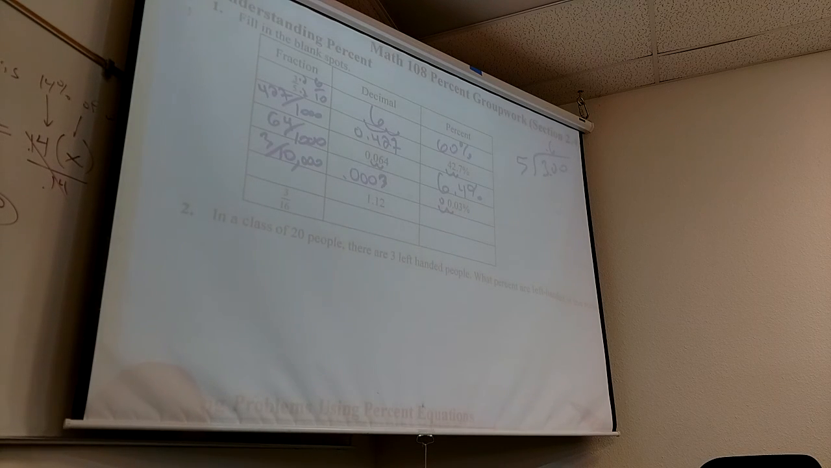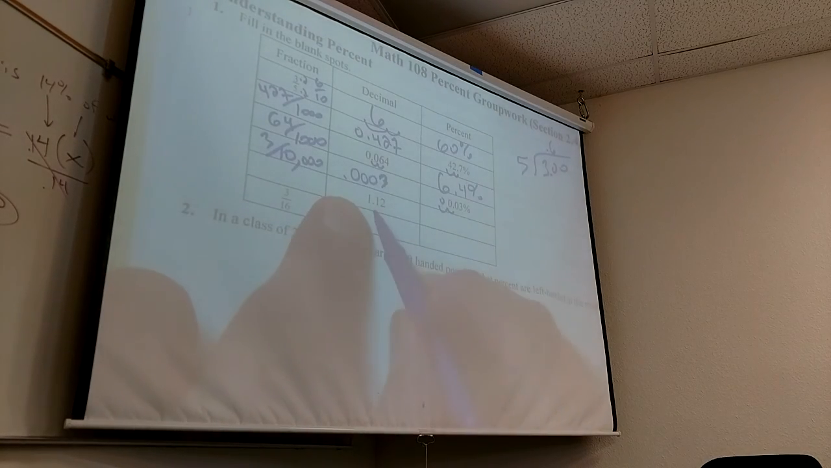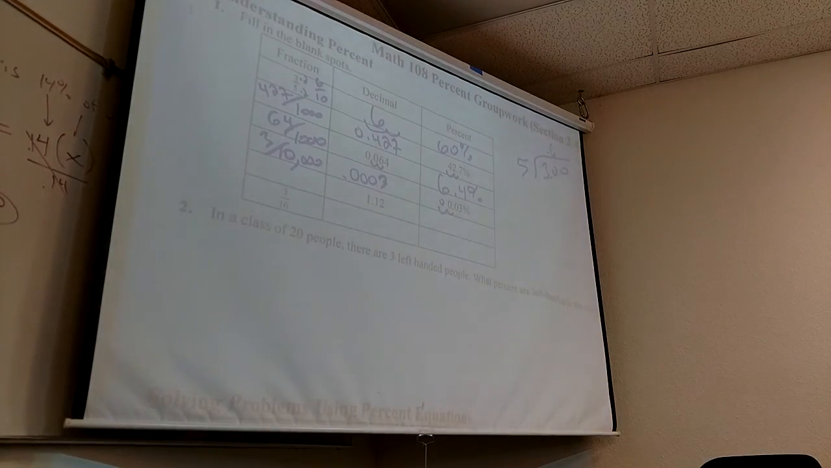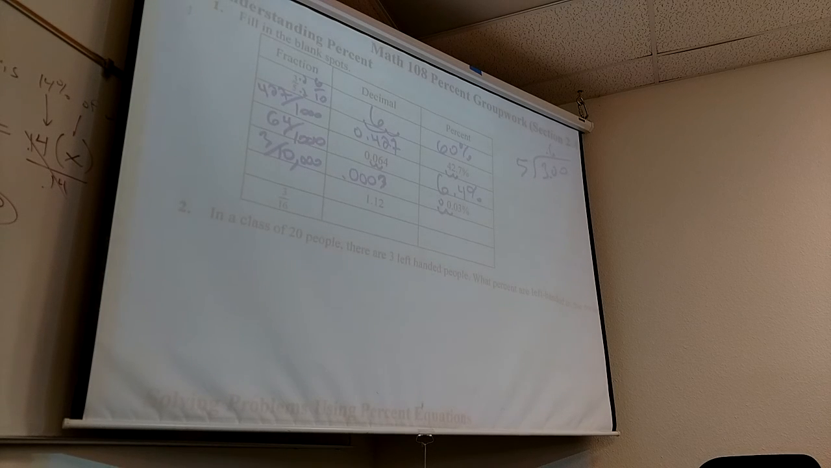Now this one, to go to percent is relatively easy. What is 1 as a percentage? Which is 100%, which makes sense. 1 is 100%. So anything less than 1 is less than 100%. Anything more than 1 is more than 100%. This is why you shouldn't freak out, because what do you get? 112%.